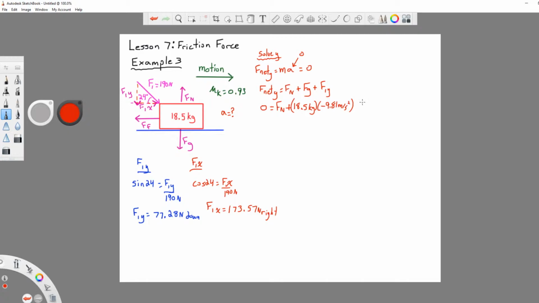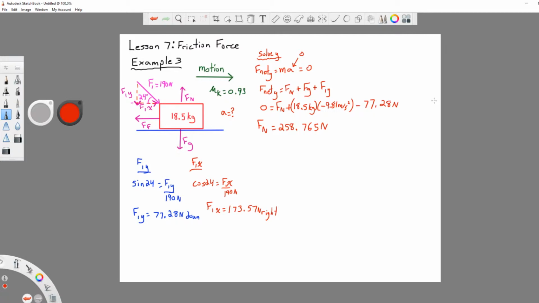And plus our F1y value, which is 77.28 newtons down. Well, down again in our negative direction. Let's switch this value to a negative value because it's downward. So actually we're going to subtract 77.28 newtons. Alright, when we plug this in and solve for it, I get a value of 258.765 newtons.